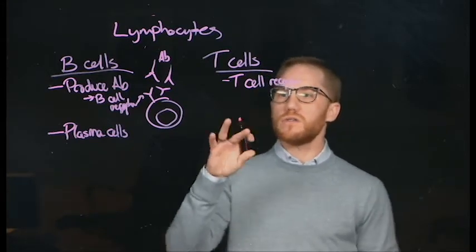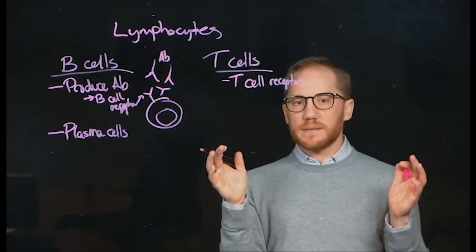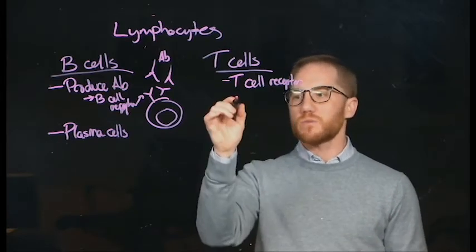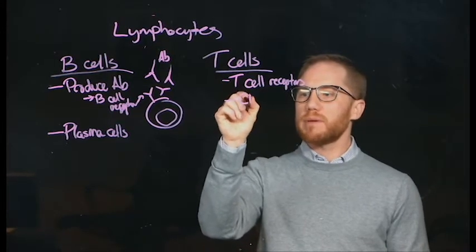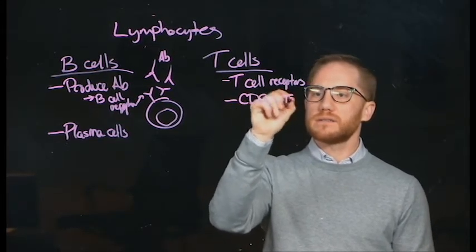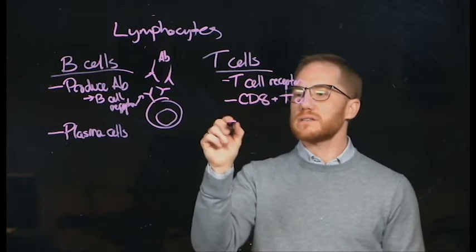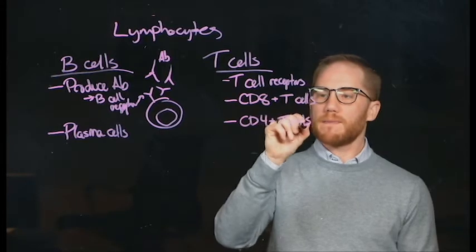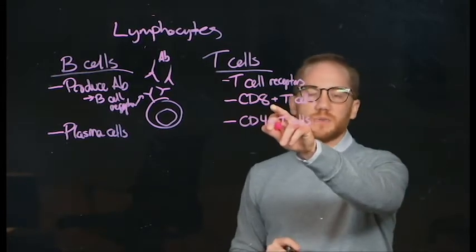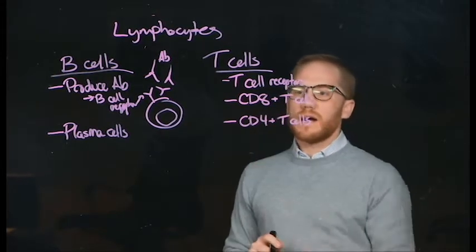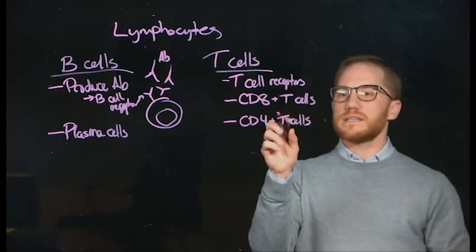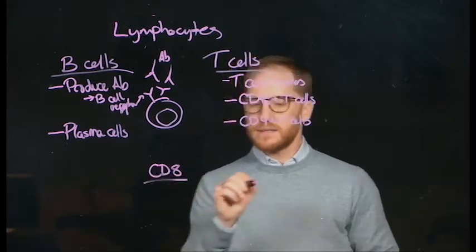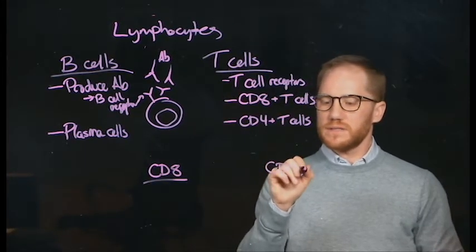T cells have two major subsets that we'll talk about, and we'll discuss some subtypes of those subsets as well. But for the most part, we'll talk about CD8 positive T cells and CD4 positive T cells. And we'll draw a couple of distinctions between these two types of T cells. So CD8 T cells and CD4 T cells.